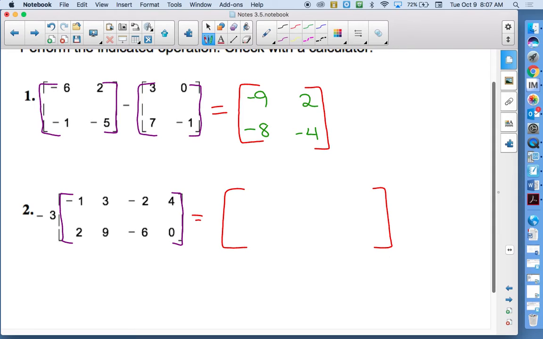Maggie, how about number 2? If we're multiplying everything by a negative 3: 3, negative 1, 6, negative 12, negative 6, negative 27, 18. What are the dimensions of this last matrix here? How many rows, how many columns? Julia? 2 by 4. Right, so 2 rows, 4 columns: 1, 2, 3, 4. So that would be 2 by 4. Any questions with 1 or 2?